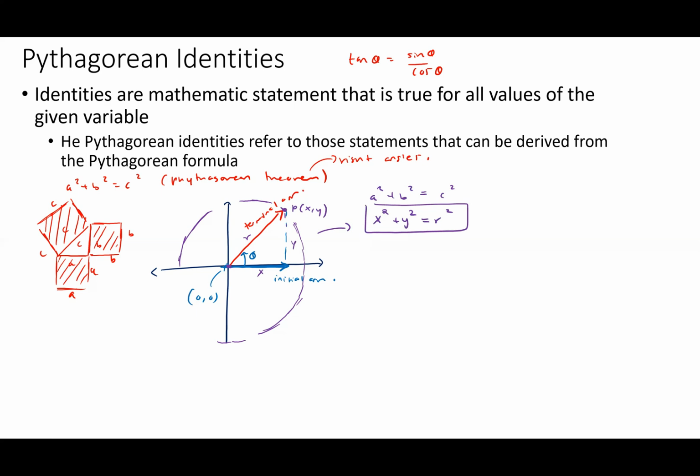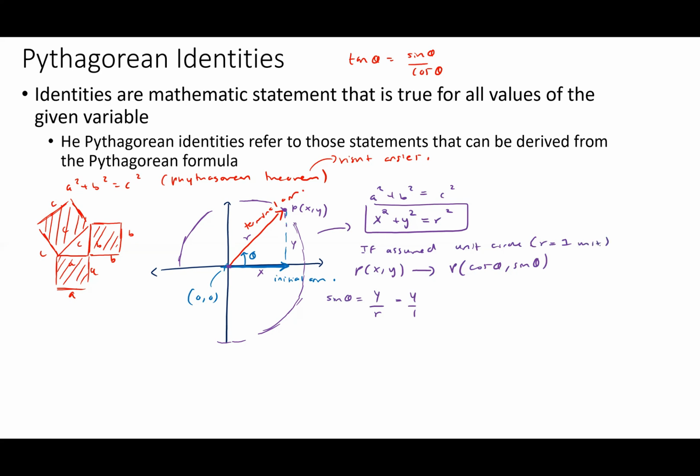Okay, and if we assume that this is a unit circle, we can also think about the points x and y as cosine theta and sine theta. How do we assume that? Well, we know that sine theta is the opposite side, y, over the hypotenuse, which is r, which is y over 1, right? So unit circle is where the radius is 1 unit.